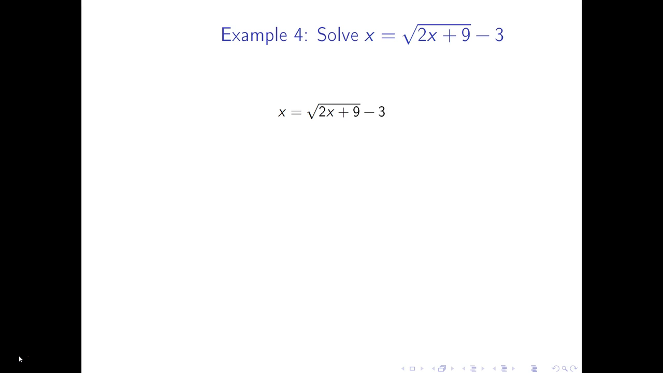square root. So you want to get the square root all by itself. So how would you do that? You can add 3 to both sides. Now I want you to go ahead and pause the video and solve this like we did in the previous videos. Just work through it about how we solved it by squaring.